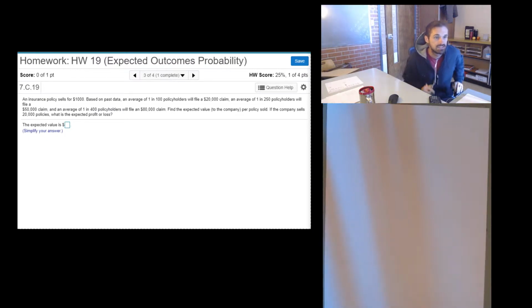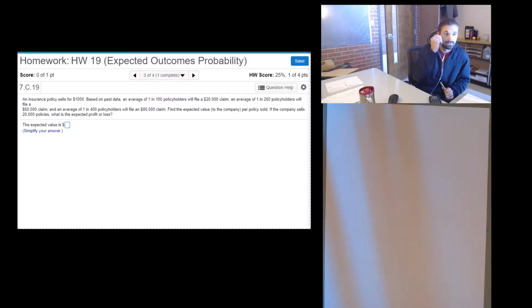All right, an insurance policy sells for $1,000. Based on past data, an average of 1 in 100 policyholders will file a claim for $20,000, 1 in 250 for $50,000, 1 in 400 for $80,000. Find the expected value to the company per policy sold if the company sells 20,000 policies.